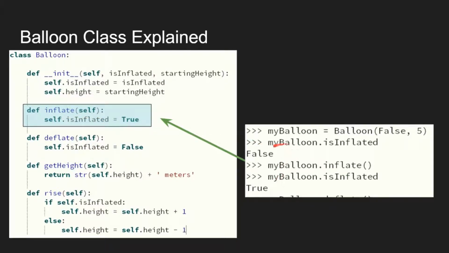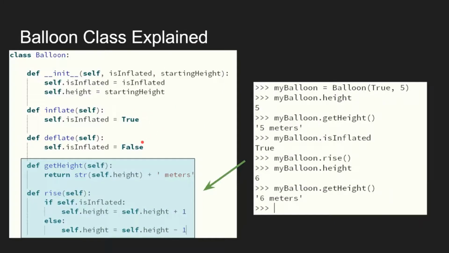And we can check this variable again. What is the value of the isInflated property of myBalloon? It's true now. So you can see that while it started out false, because we called this function, which sets it to true, now it's true. Pretty simple. Deflate is a very similar function. It just sets it to false, so I'll skip that one.